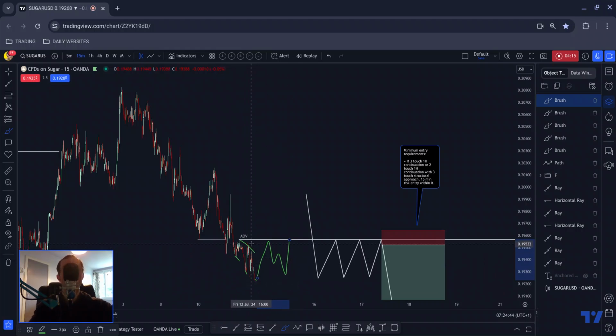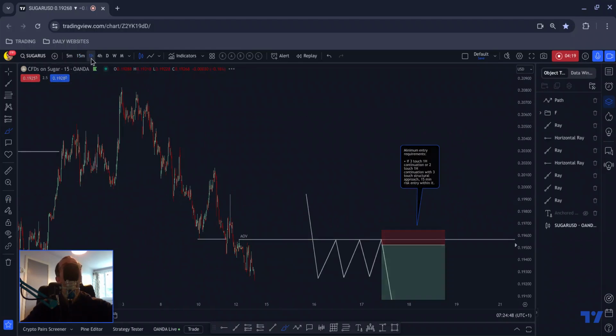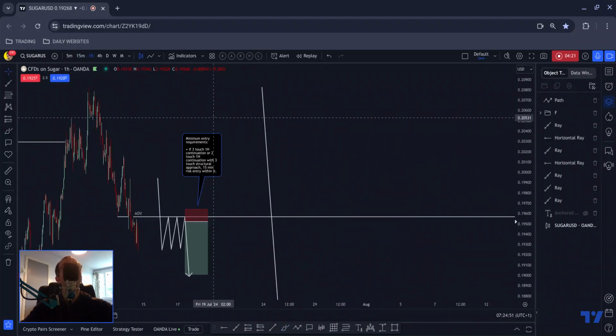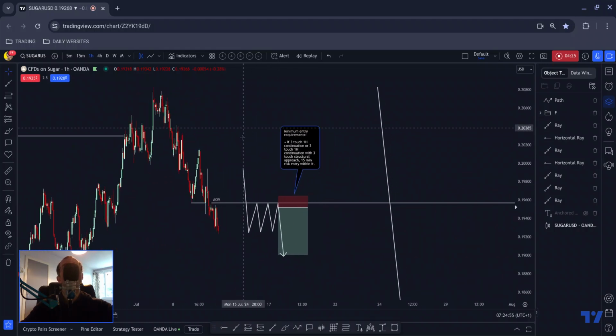But either or, if any of those shape up on the 1 hour chart, of course, this might not be ready by the end of the day simply because it's sugar and sugar's opening hours are a little bit less than Forex.